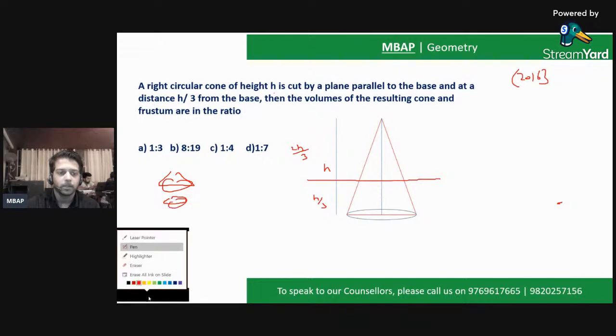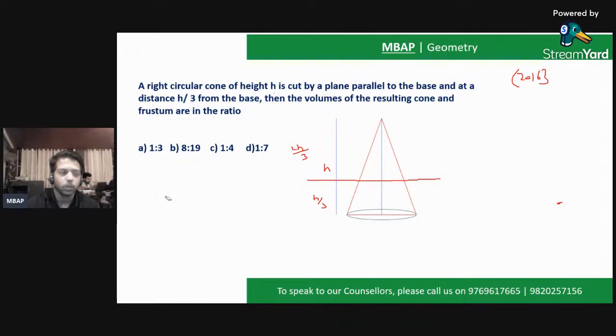I repeat, you will get a frustum and you will get a cone if you cut the cone into some halves. The question is, the volume of the resulting cone and the frustum is going to be in what ratio? Let's see if you're able to solve the question with the most simplistic approach.